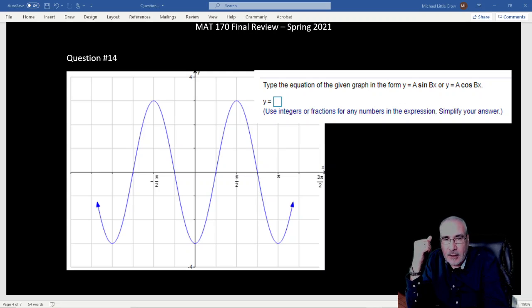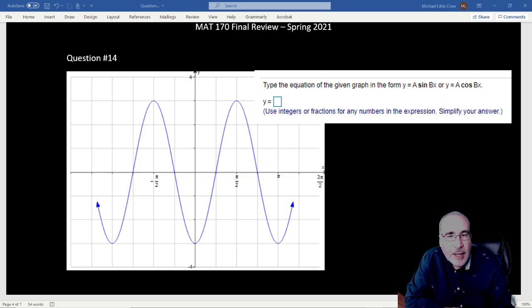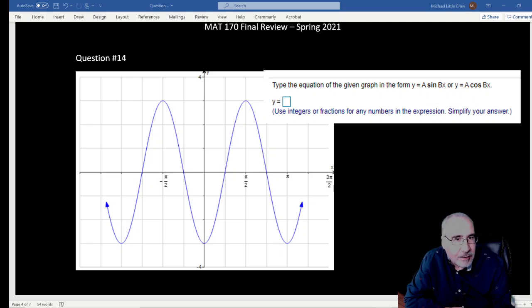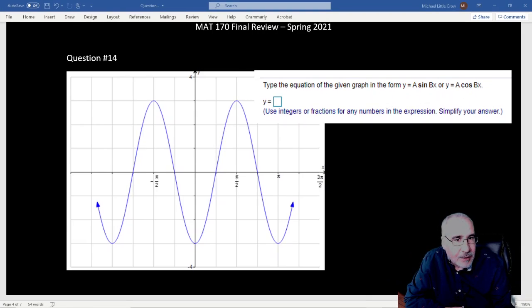Okay, 14. Now they're giving us a graph. I've enlarged it because that's the way I like to look at them. And then we're either going to give a form of a sine. Either sine or cosine. So we could do either one, and remember, sine and cosine really have overall the same shape. It's just whether it gets shifted one way or the other.